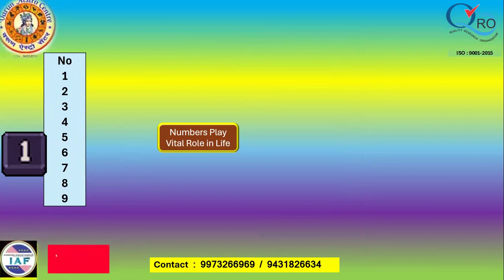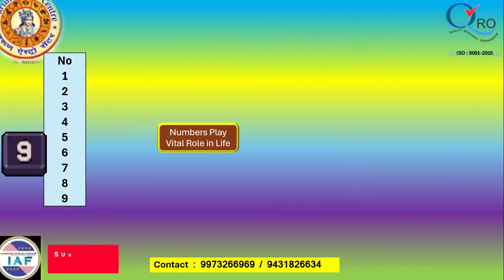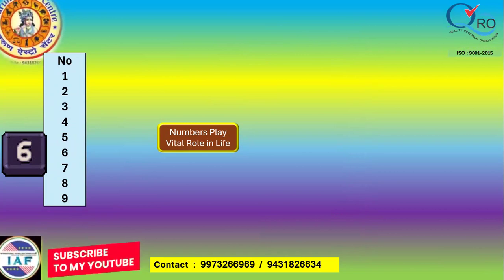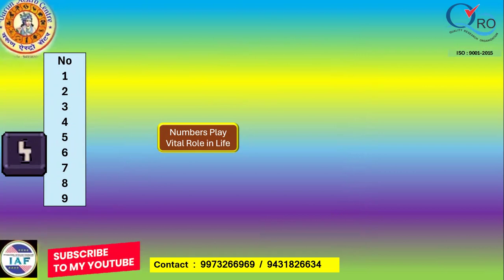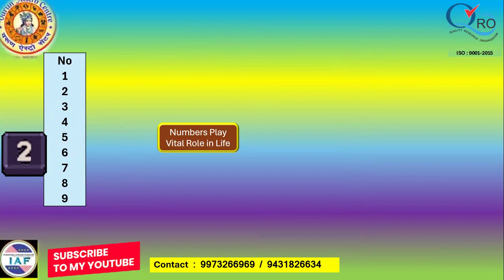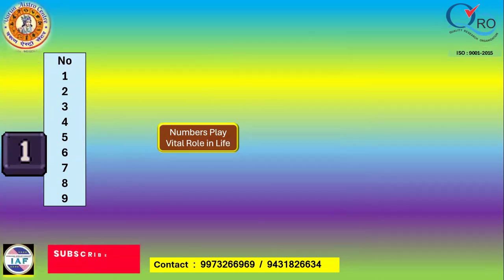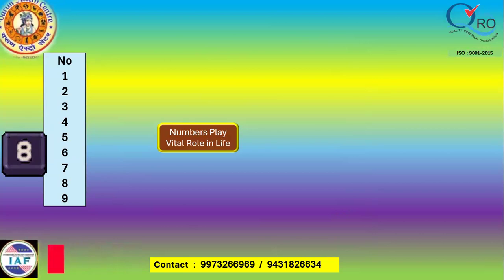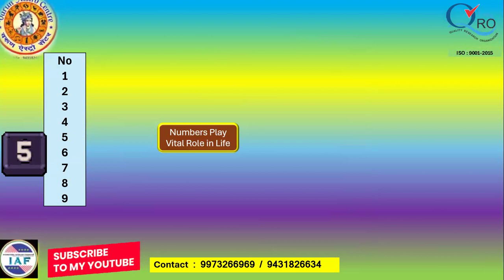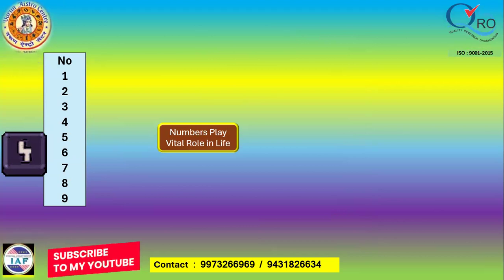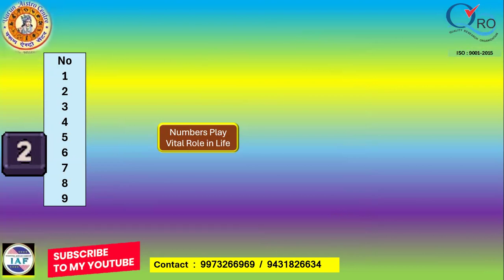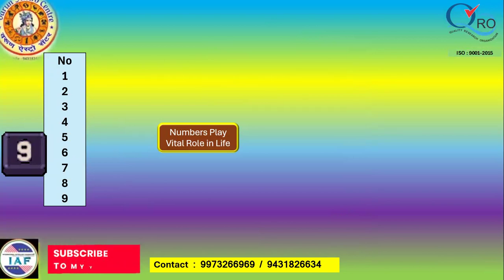Second point, these numbers are from 1 to 9, and the fifth number is the middle number, which balances all the numbers. Whenever we get a compound number consisting of more than one digit, such as 10, 11, 13, all the digits are added together and converted into a single digit in order to use it in numerology.